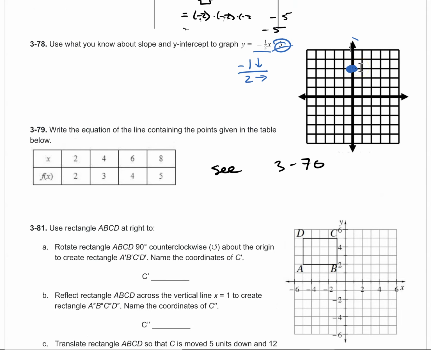Then, what do we do? We go down 1 and to the right 2, negative slope. Down 1 and to the right 2. Down 1 and to the right 2. Down 1 and to the right 2, we're off the graph.